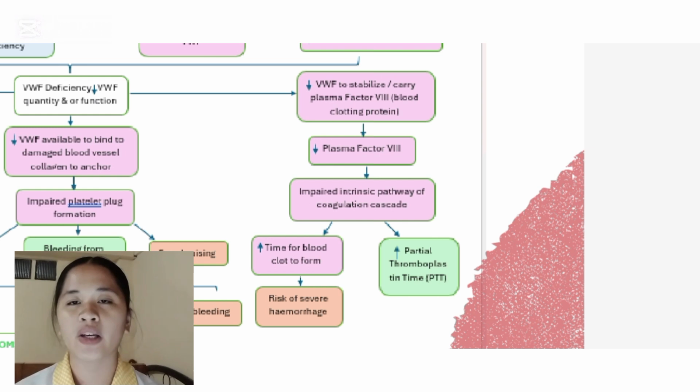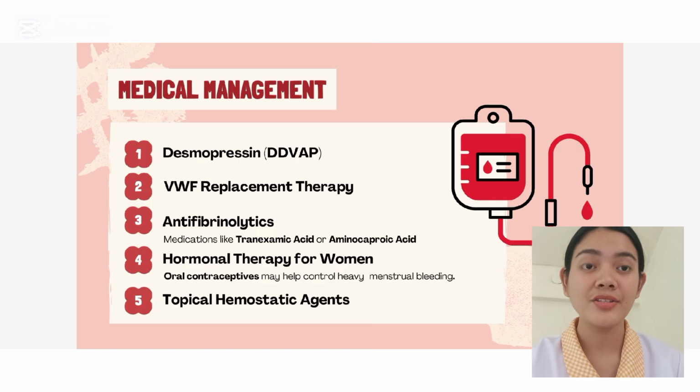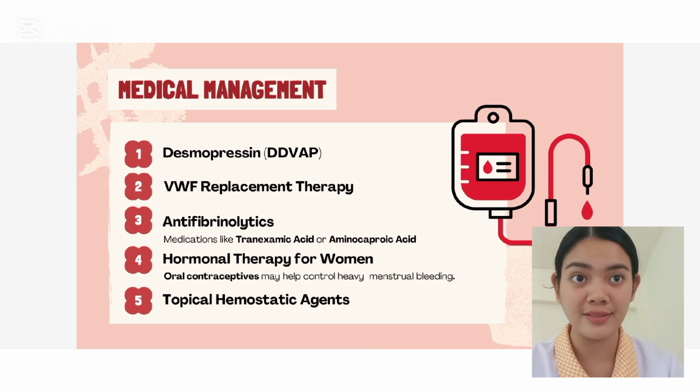Due to the impaired coagulation, it takes longer for blood clots to form, as measured by an increased partial thromboplastin time or PTT, which reflects a delay in clotting within the intrinsic pathway, further leading to increased risk of severe hemorrhage. The impaired clotting mechanism leaves the patient at a high risk of severe bleeding, particularly in cases of trauma or spontaneous bleeding events. Okay, so let us now proceed to the medical management of von Willebrand disease.